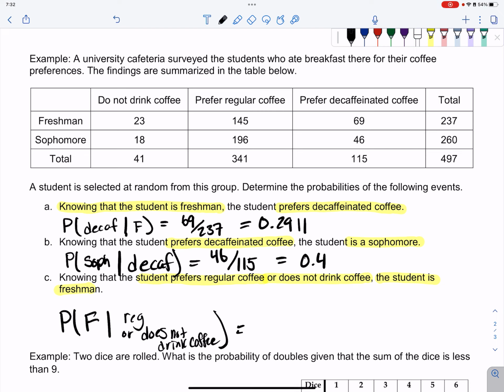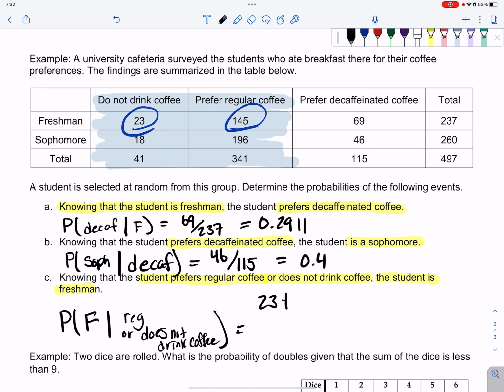So now we have been given they prefer regular coffee or do not drink coffee, which means we're going to be looking at both of those 2 columns. Those 2 columns are what we are restricting our sample space to. And within those 2 columns, we want to find the probability that they are a freshman. Well, we have 23 freshmen that do not drink coffee and 145 that prefer regular coffee. So we can add those 2 together to get our total number of freshmen between these 2 columns.